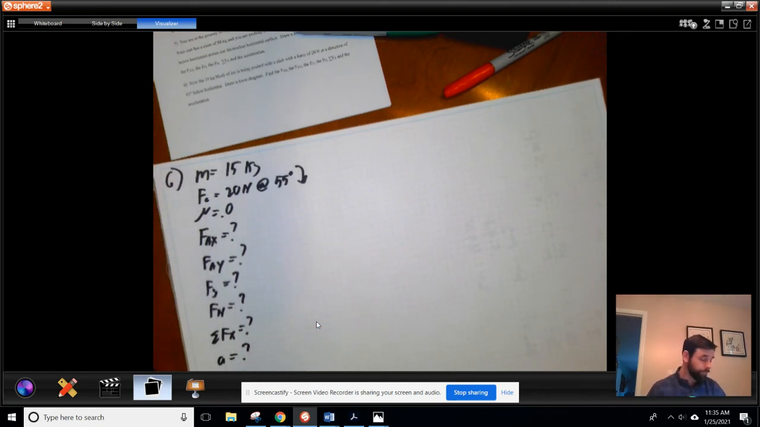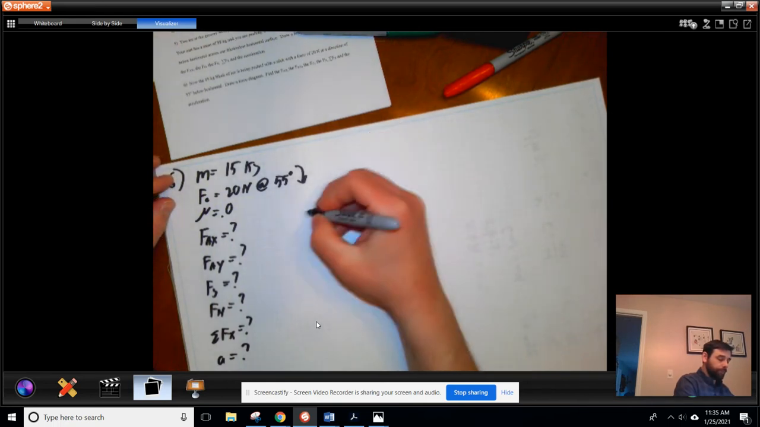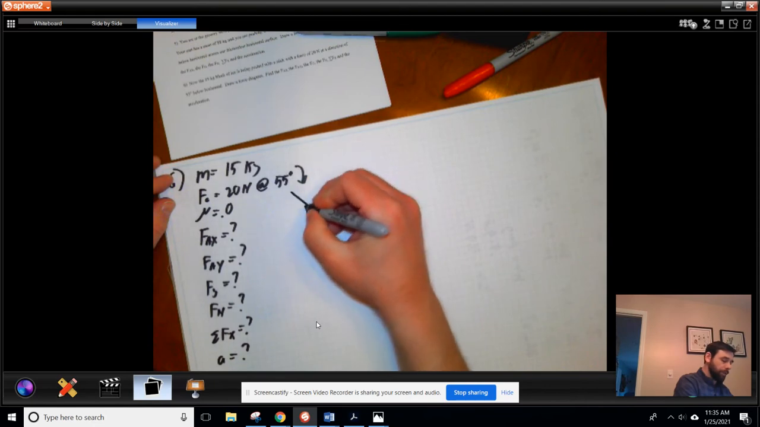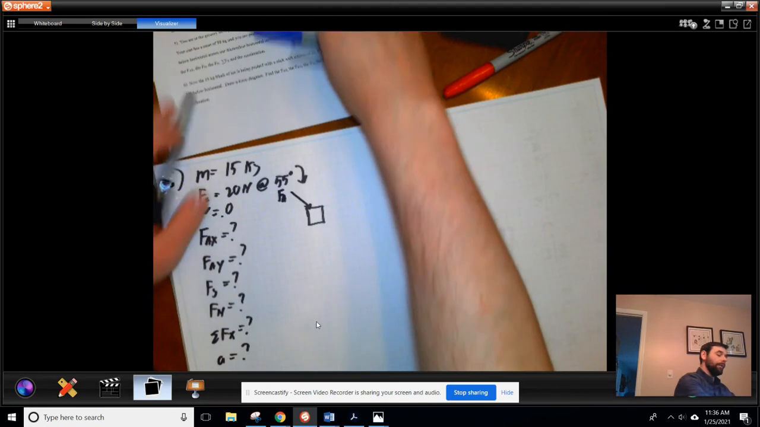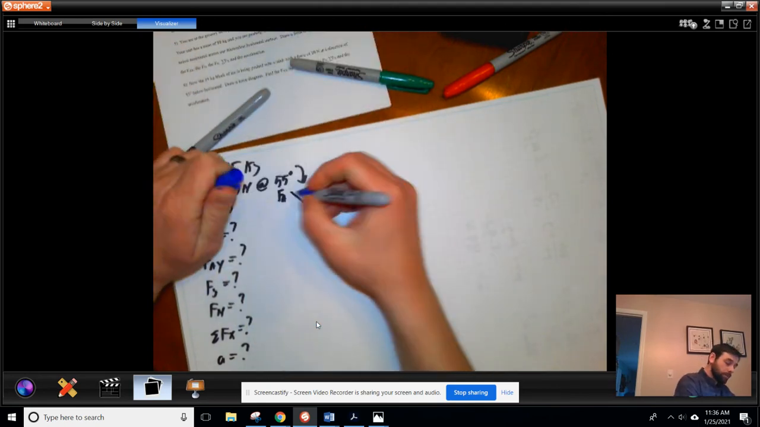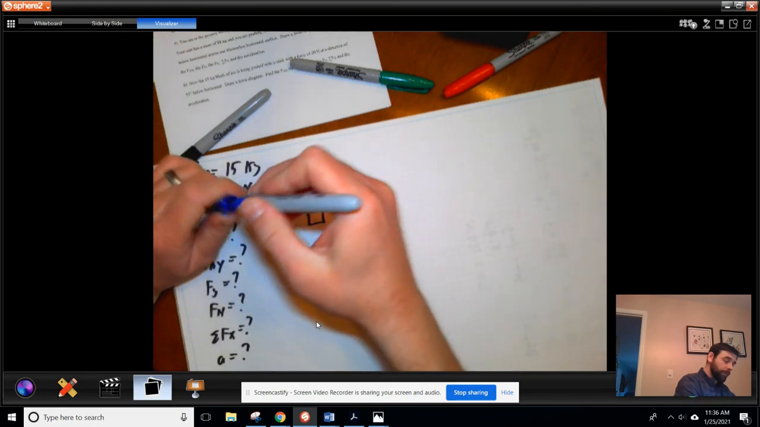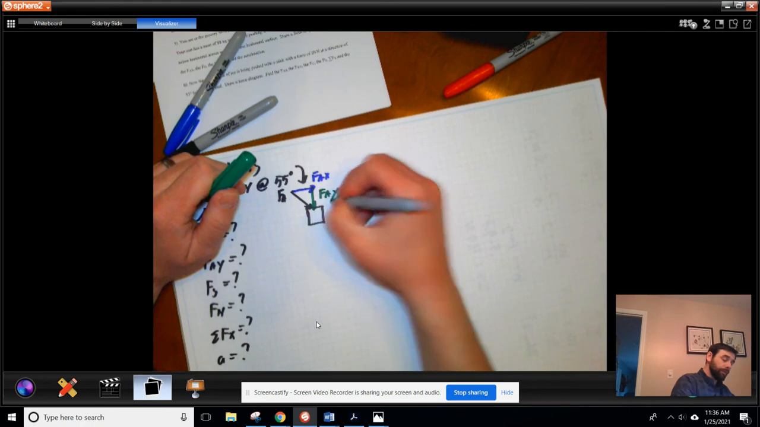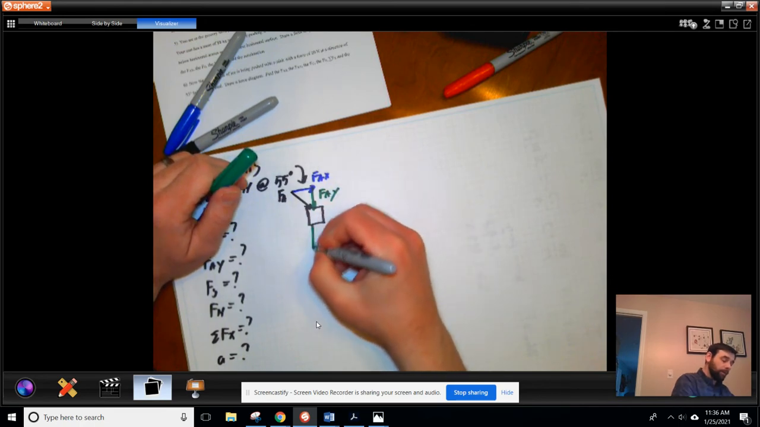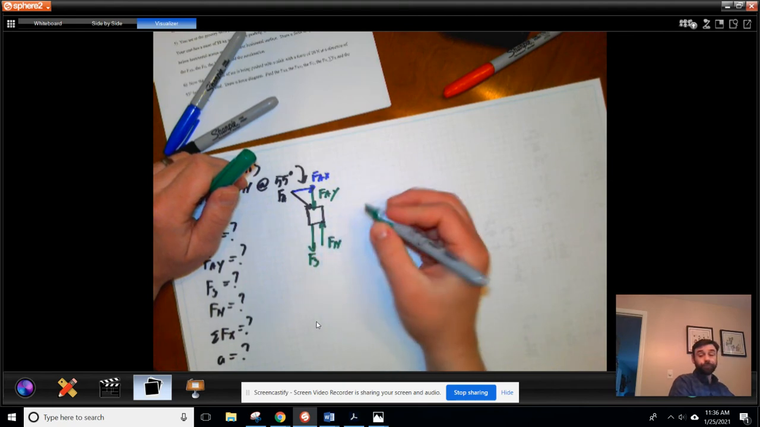All right, force diagram, got it, okay. There's my ice block. I'm pushing on it with a stick. That's my FA. I have an FAX. I have an FAY. I have gravity pulling it down. I have a normal force pushing it up. Cool.